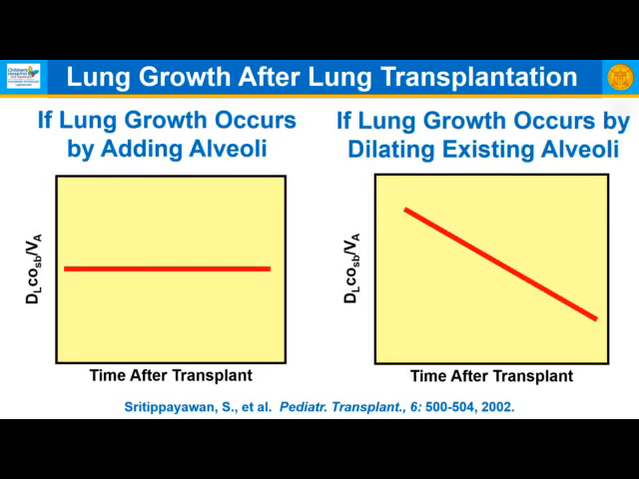Or if the lung growth occurs by adding alveoli, the DL over VA would remain stable after lung transplant when lung growth is increasing. If lung growth occurs simply by dilating existing alveoli, then the DL over VA will fall with time after lung transplant as the lung volume is increasing.